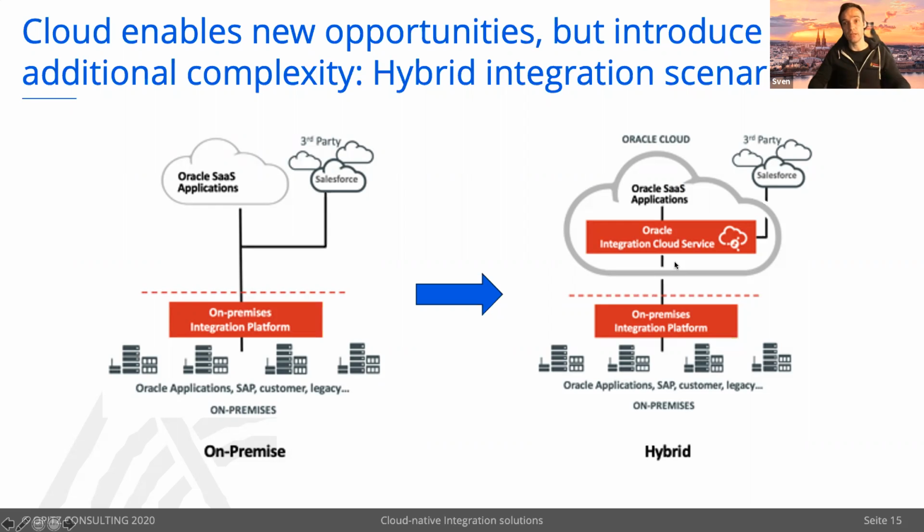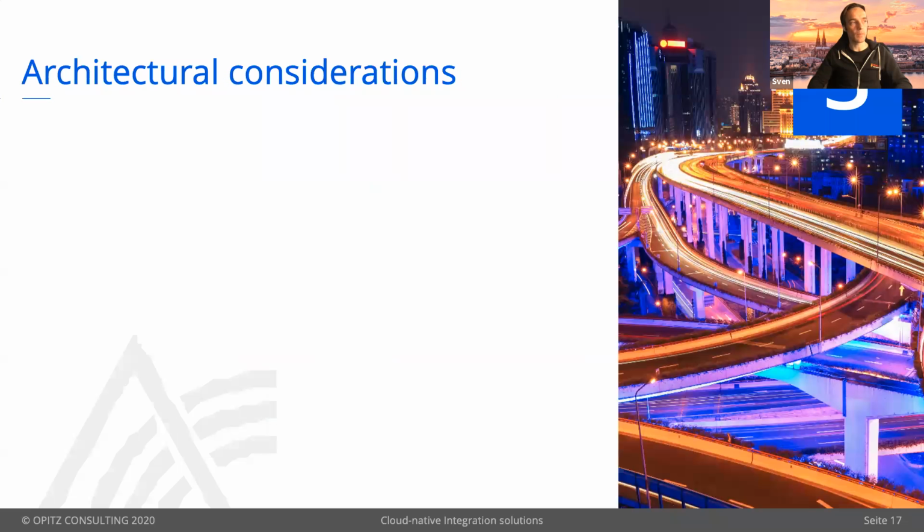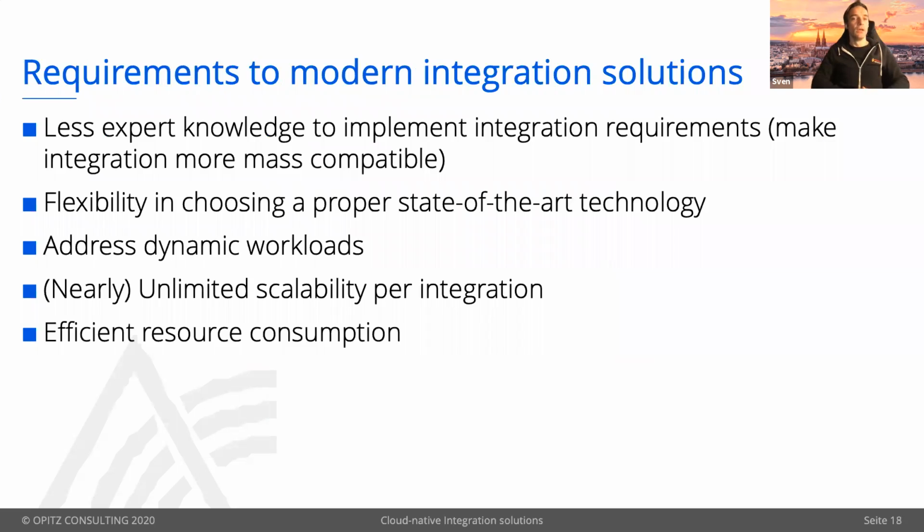And this introduces additional complexity, because you must be able to make calls from the cloud to your on-premise data center. This is also a security issue, maybe. So you have to talk to your security guys if this is okay, and what the requirements are to make this work with the company rules, right? So, some architectural considerations when you look at the requirements for modern integration solutions.